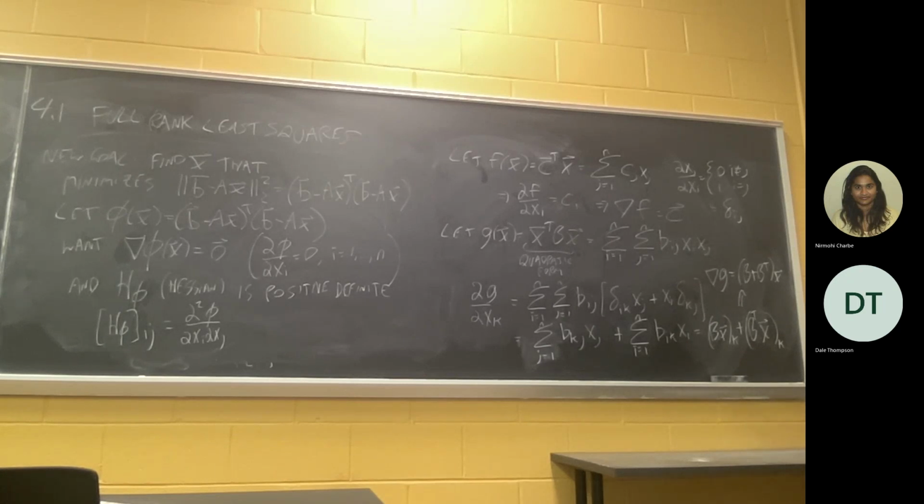Remember, the gradient is a vector. The Hessian is a matrix. So now we have a linear function of x, so the gradient is a linear function. The Hessian, therefore, is going to be a constant.